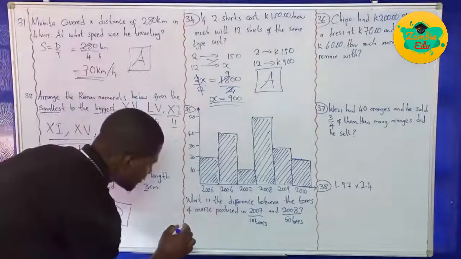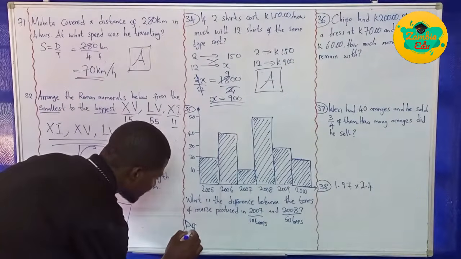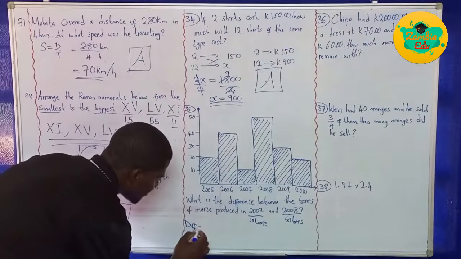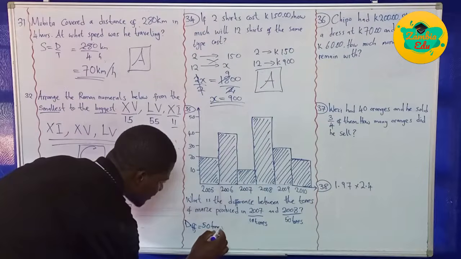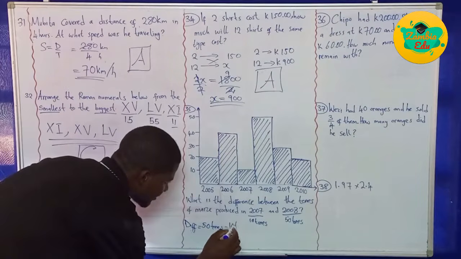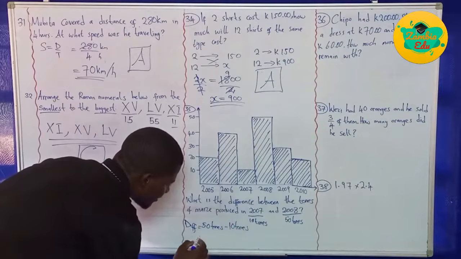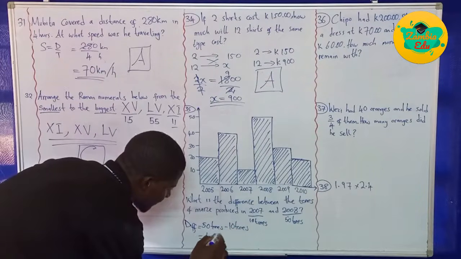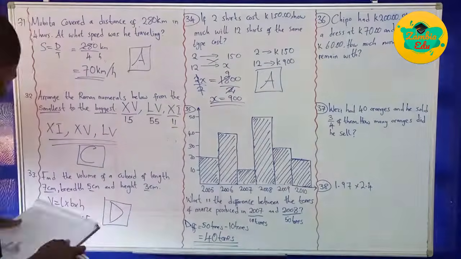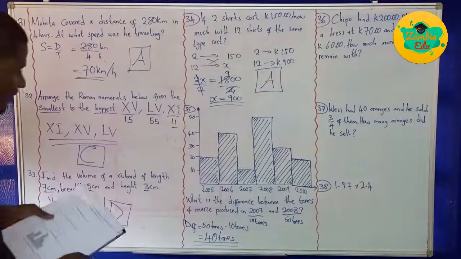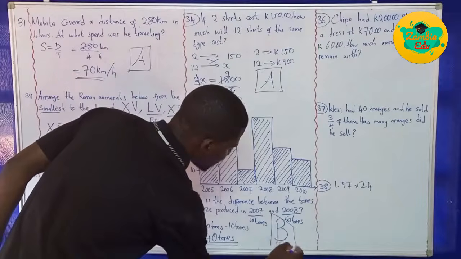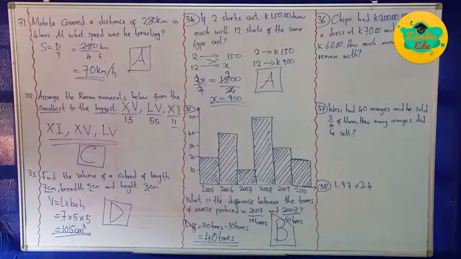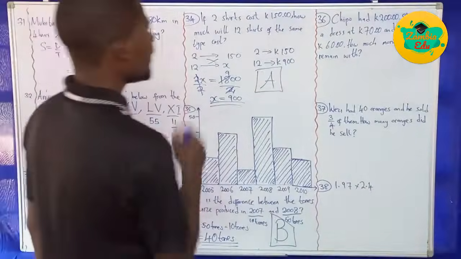So what is the difference? We know that the difference is going to be equal to 50 tons minus 10 tons of maize, which should be able to give us 40 tons of maize as the difference, and 40 tons of maize as the difference was represented on option B. So we know that the answer for question 35 was B. We quickly go to 36.